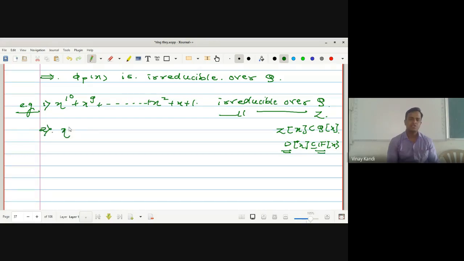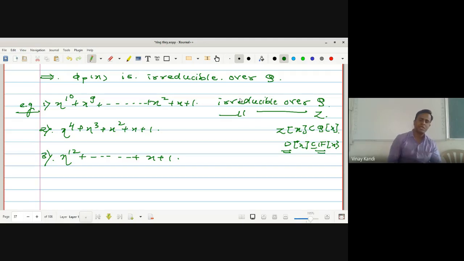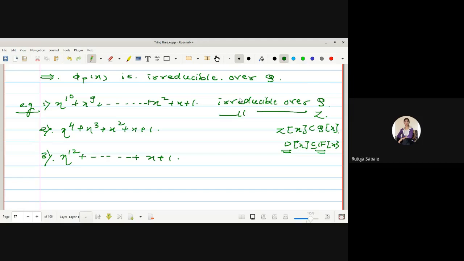Second, x raised to 4 plus x cubed plus x squared plus x plus 1 is irreducible over Q as well as Z. Example number 3, x raised to 12 plus x plus 1. Okay, if it is in the form of p minus 1, then it will be irreducible over Q. Okay, and that polynomial is called the cyclotomic polynomial. Any doubt up to here? No, sir. Okay.